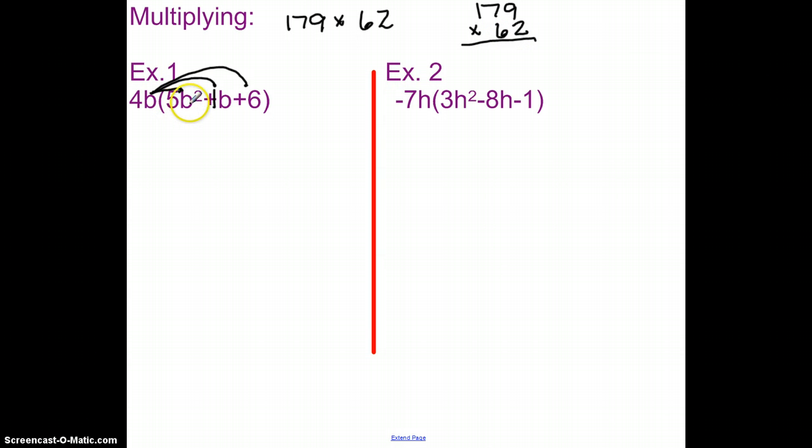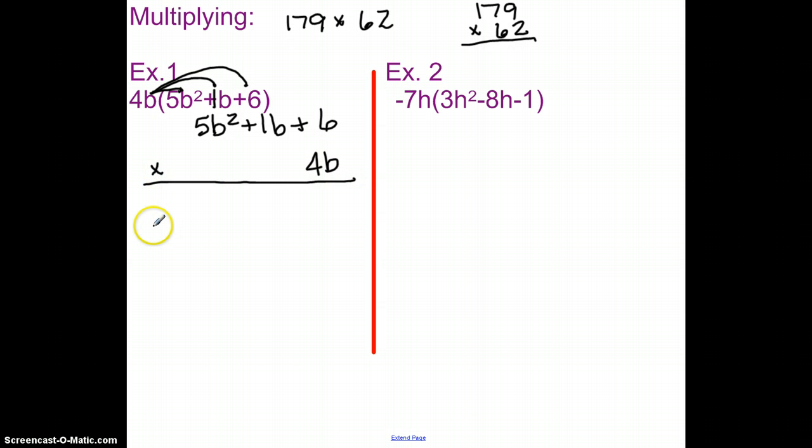The nice thing for us in the problem that we're going to look at, kind of the longer version, would be this 5b squared plus 1b plus 6. That has 3 terms. It's a trinomial, so it's longer. And 4b happens to be just 1 term. So when I set up this problem, I'm going to do 5b squared plus 1b plus 6. And then I'm going to take this 4b and write it just below it. I'm going to go way out here and make my multiplication sign and draw my line.